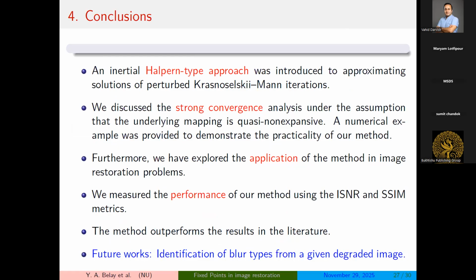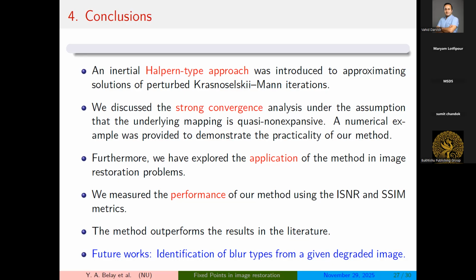So when we come to the conclusion part, what we did was we introduced a Halpern type method for solving the Krasnoselskii-Mann iterations. We proved the strong convergence of the method. We also provided some numerical examples to show the convergence of the algorithm, and we explored some applications of the method, and we showed the performance of the method against the results in the literature. So generally, our method outperforms the ones in the literature.